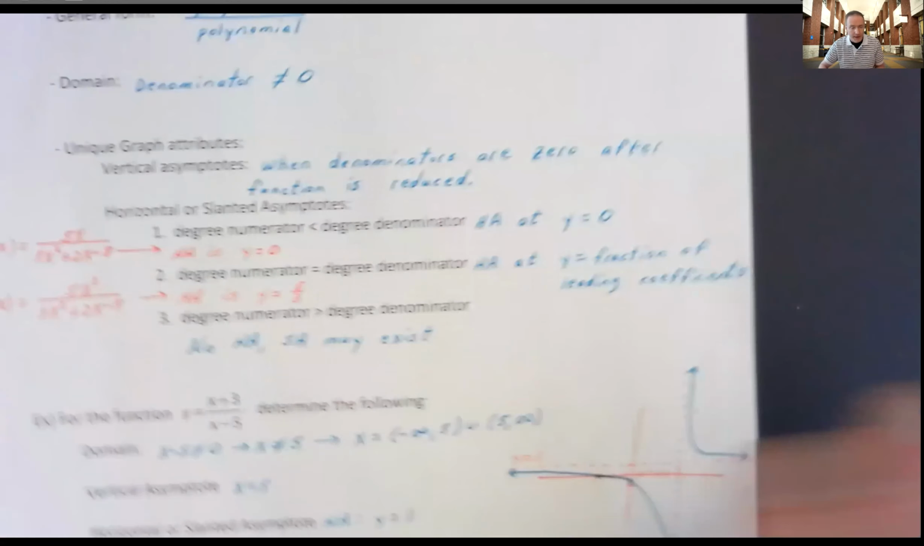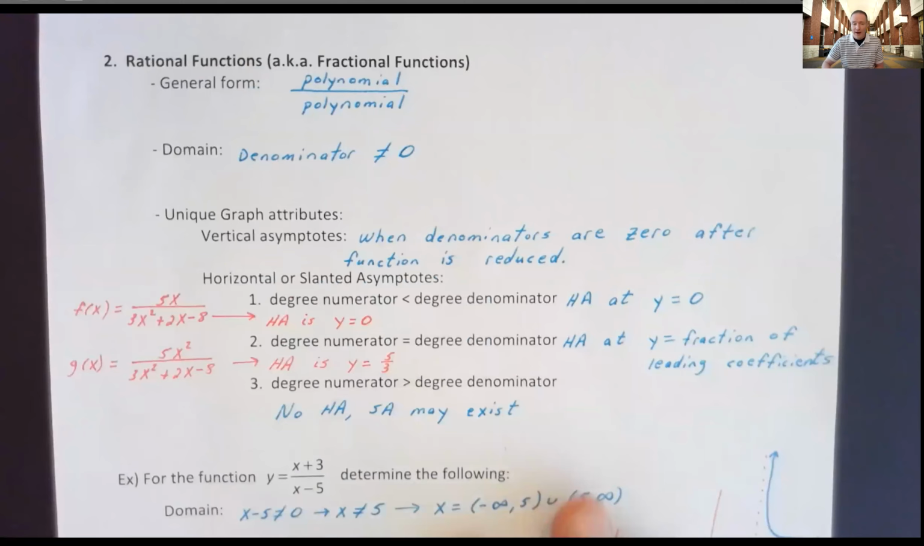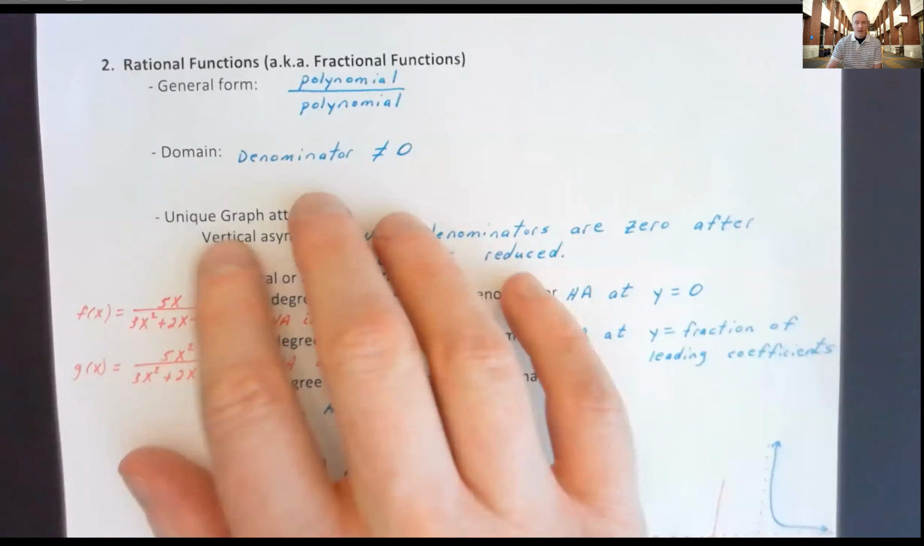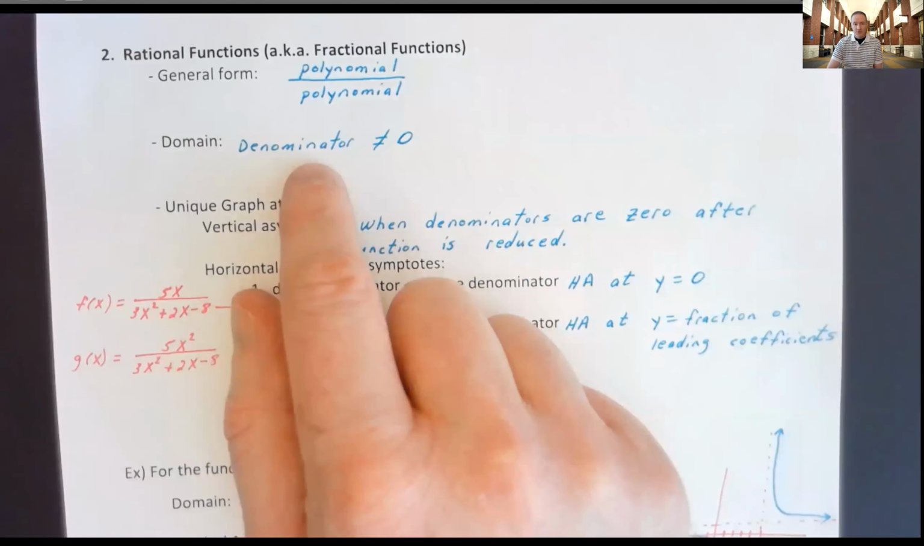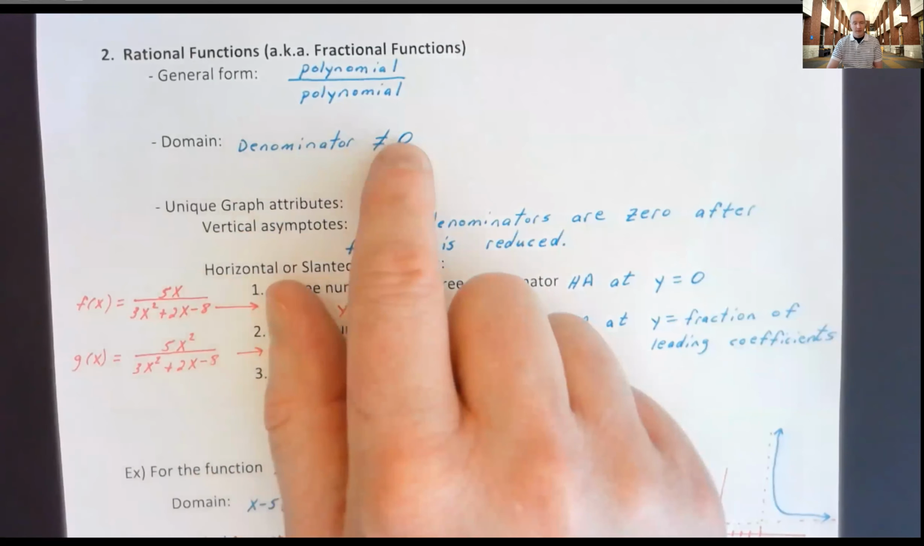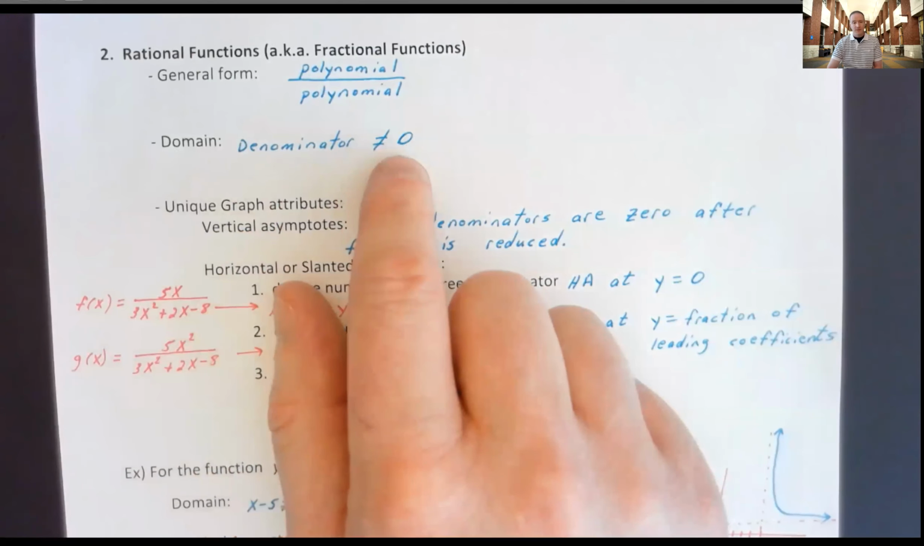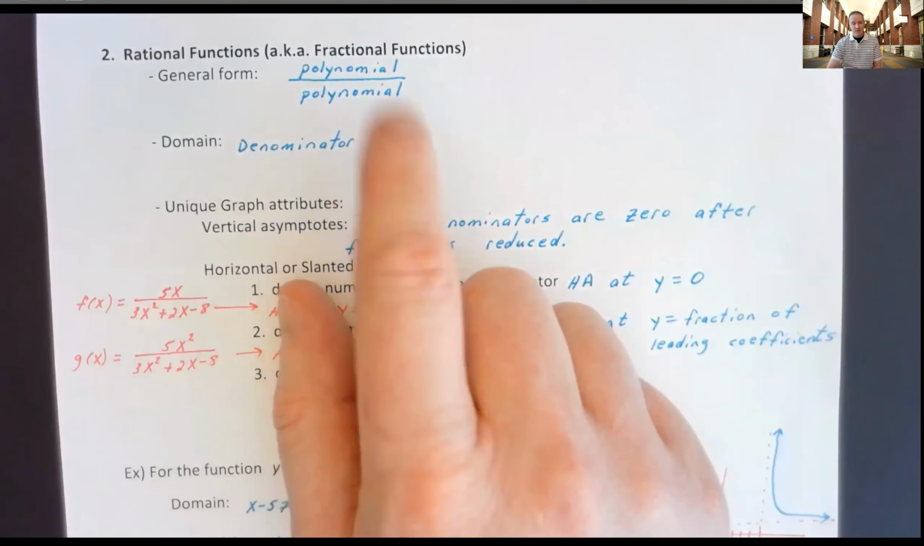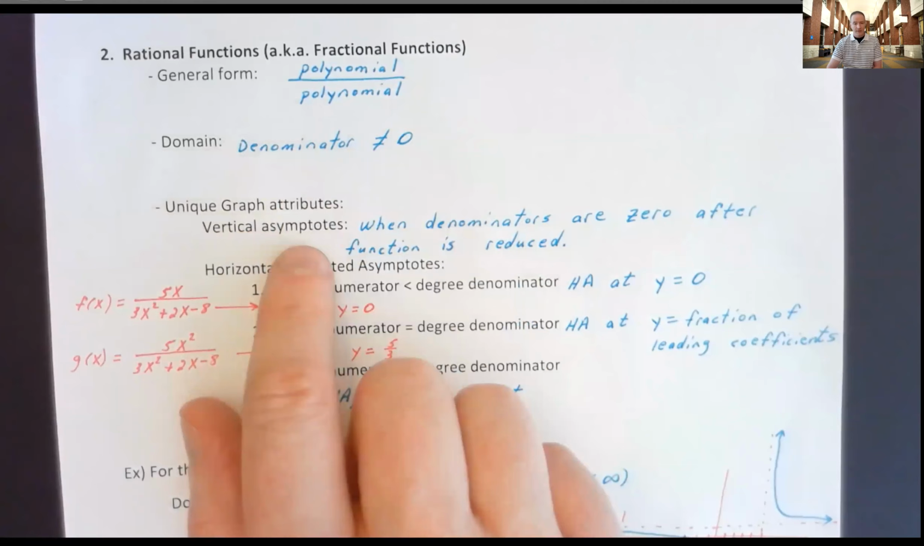Now, up next, when we talk about rational functions, that's just when we divide a polynomial by another polynomial. What we know about rational functions is that they only exist when their denominator is not equal to 0. Any value that causes the denominator to equal 0 will cause the rational function to not exist. So we have to restrict those from our domain.